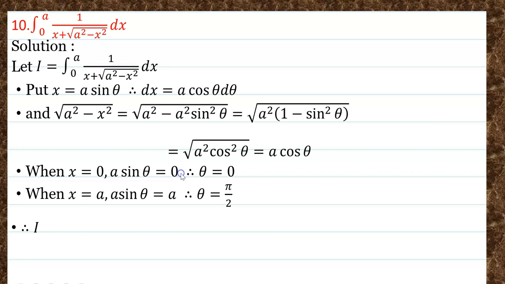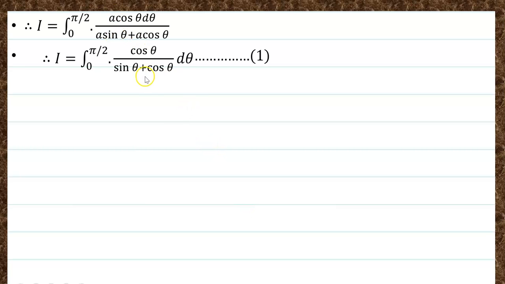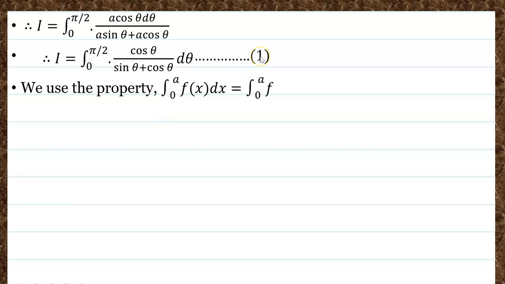See this again here. Therefore, our integral becomes, what is this integral? I is equal to, lower limit is 0, upper limit is pi by 2. What about the dx? dx is a cos theta d theta. X is equal to a sin theta. And what is the value of root of a square minus x square? It is a cos theta. Now we take a common from the numerator and denominator, and a gets cancelled. Now here this is equation 1.